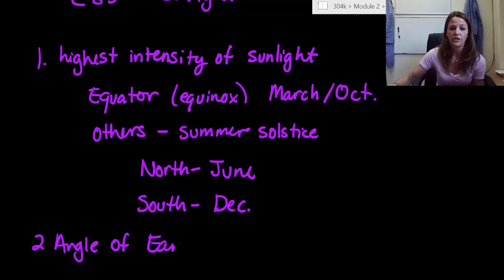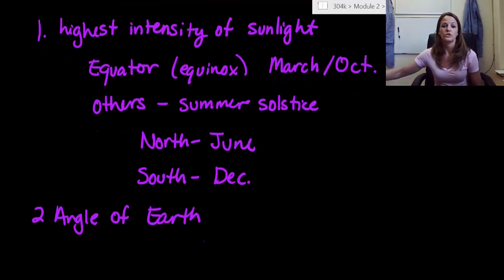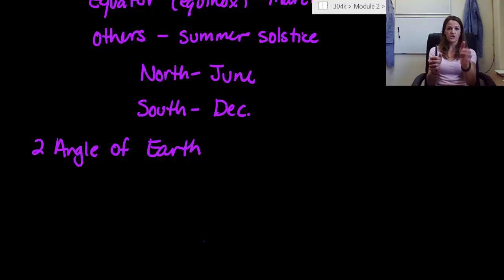Our second factor that we talk about is the angle of the Earth. So we know that the Earth spins on an axis, which means that we're not just saying here's our sun, here's our Earth; it is actually slightly tilted. So based on its angle and that tilt, we're going to see a difference in the concentration of sunlight that the Earth actually receives.